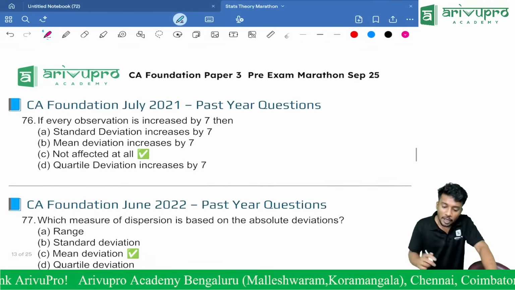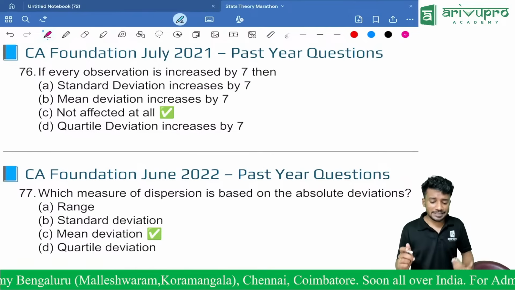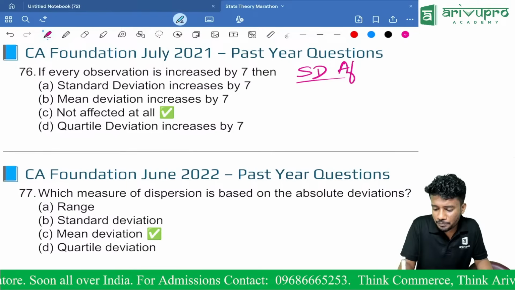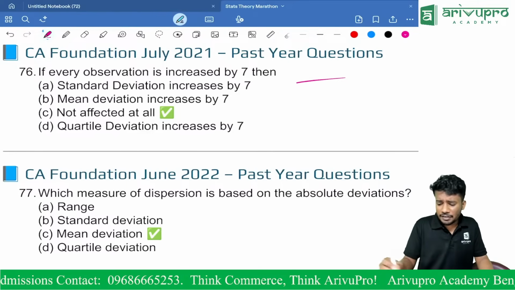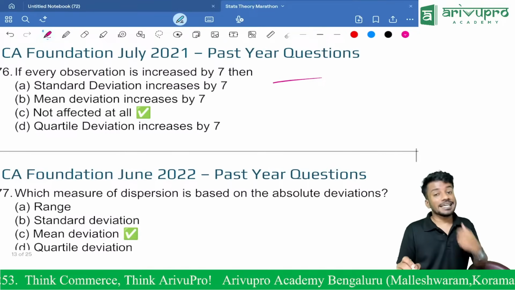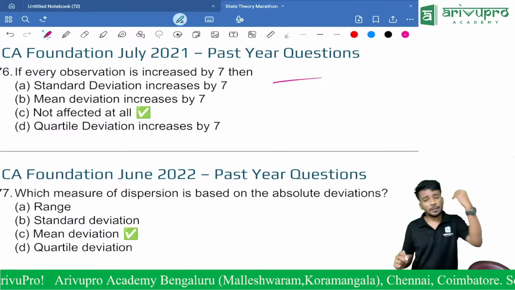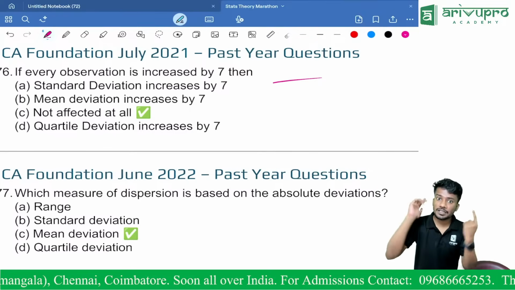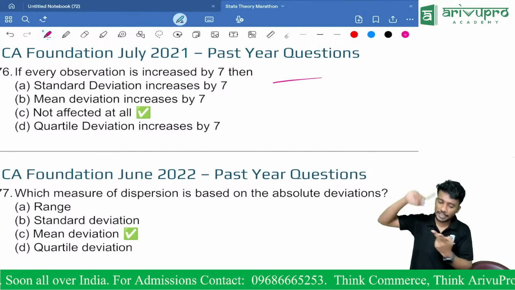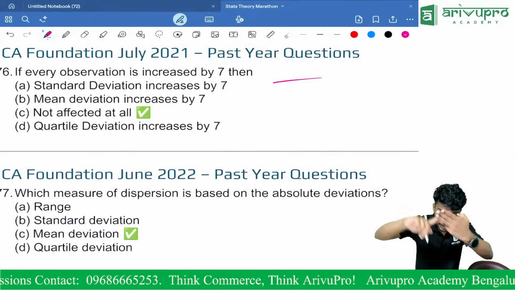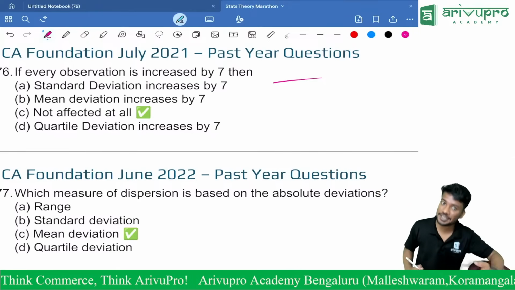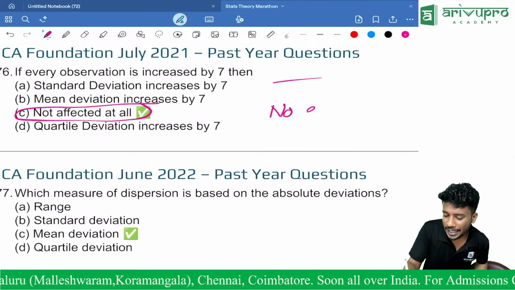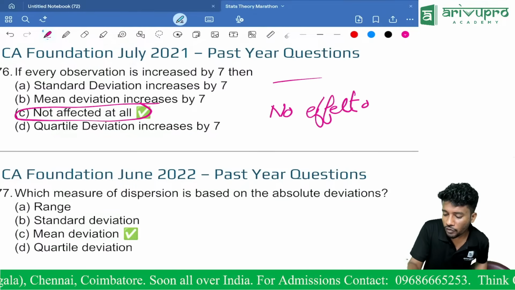Then if every observation is increased by 7, is standard deviation affected by origin? Is dispersion in general affected by origin? No. If I add 7 to each observation, subtract 7, or add 100, will the standard deviation change? No. Will the quartile deviation change? No. Will the mean deviation change? No. Will the range change? No. So they are not at all affected. There is no effect of origin.